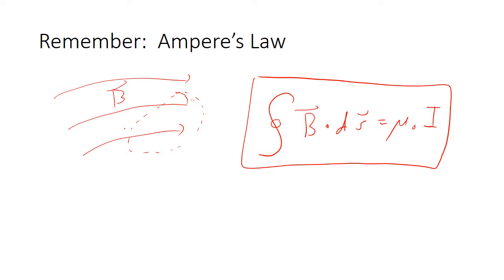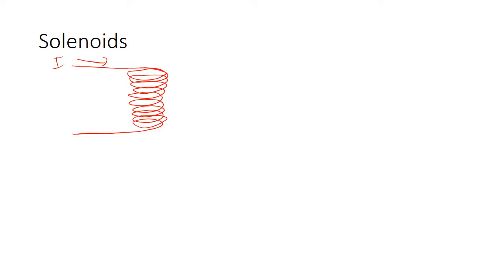But one example that we can do with this is using it to describe a solenoid. Now, what is a solenoid? A solenoid is basically a coil of wire. So you've got current going into a coil of wire, and we want to describe what's the magnetic field inside there, because if you look at it, this is a side view right here.